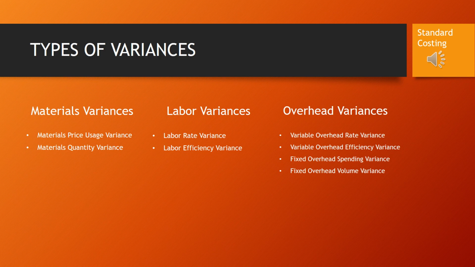So we have different types of variances. We have materials price variance, okay, and the materials quantity variance. So we have variances on the price and the quantity of materials. Same with the variances to the labor. We have labor rate and the labor efficiency. And we have also variances to the overhead. So actually madami yan sila. We have four: variable overhead rate variance and variable overhead efficiency variance. Then we have also fixed overhead spending variance and fixed overhead volume variance.